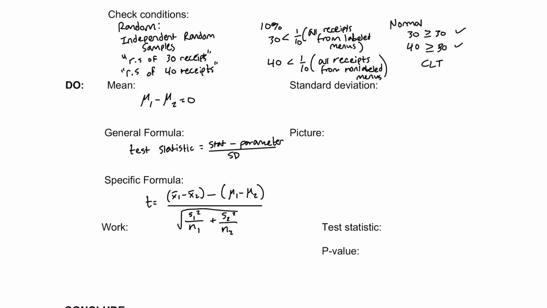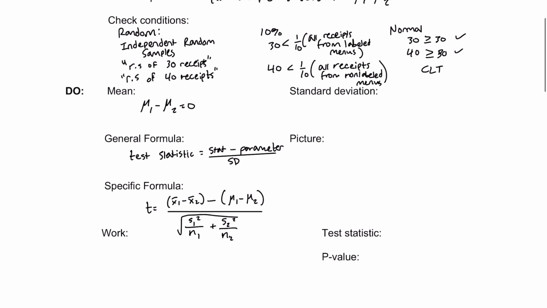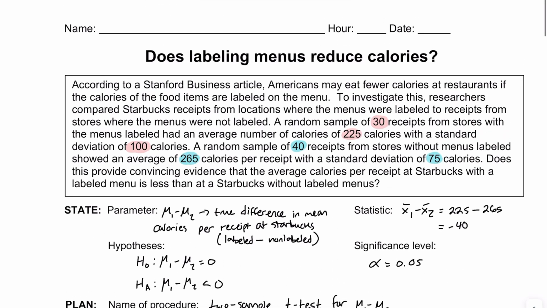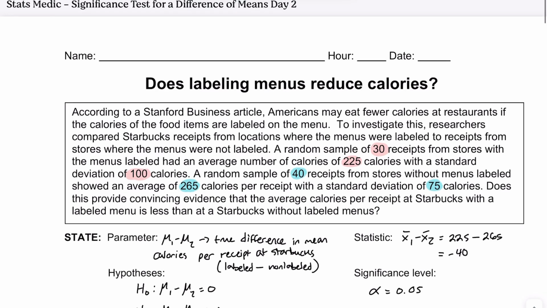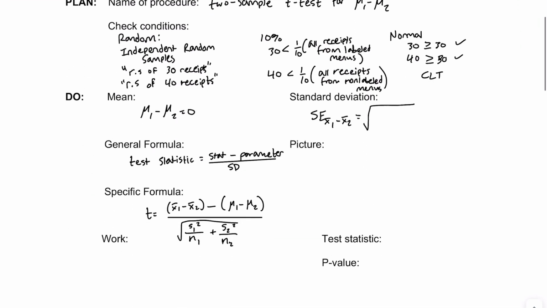So over here, I'll actually calculate the standard deviation because there's just a place for it up here. The standard error of x bar 1 minus x bar 2 is going to be equal to the square root. They told us that the two standard deviations were 100 and 75 respectively for the two samples. So we're going to do 100 squared over 30 plus 75 squared over 40. And when you put this in the calculator, you should get about 21.77.